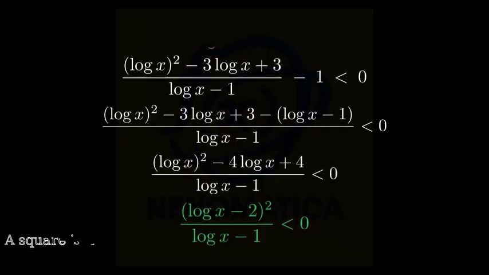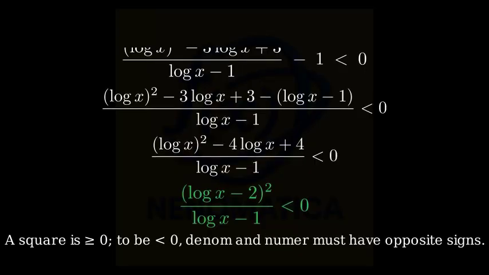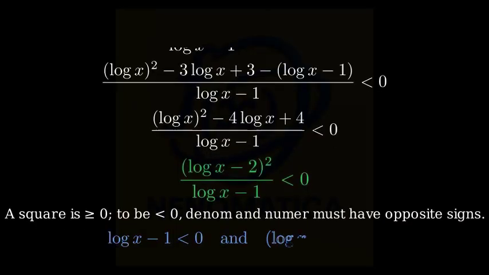Step 3. A square is never negative, so the numerator, open parenthesis log x minus 2, close parenthesis squared, is greater than or equal to 0, and it equals 0 only when log x equals 2. For the whole fraction to be strictly less than 0, the numerator must be positive and the denominator must be negative. That gives two conditions. Log x minus 1 is less than 0 and log x is not equal to 2.